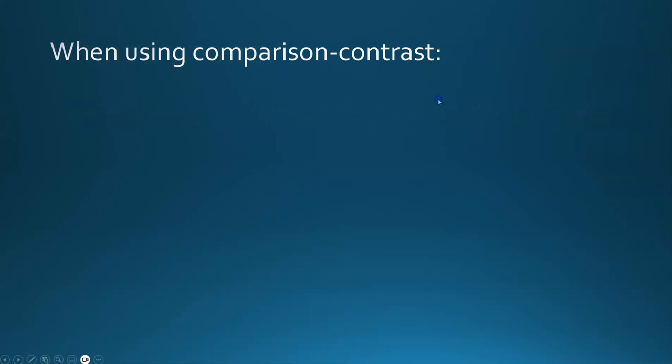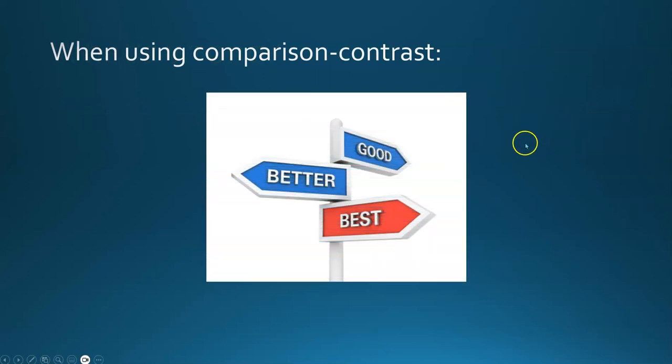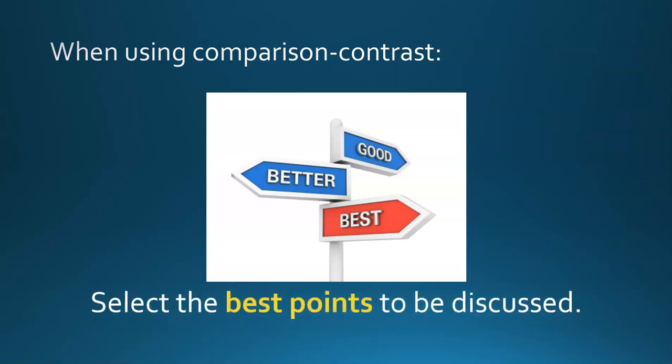So when using compare contrast, when you're picking the elements you're going to be using, make sure that you pick the good ones, the best points to be discussed. So if you're trying to pick between two cars and say, well, the Honda Accord is better than the Toyota Prius because the Honda Accord's button for its audio is painted blue instead of white.